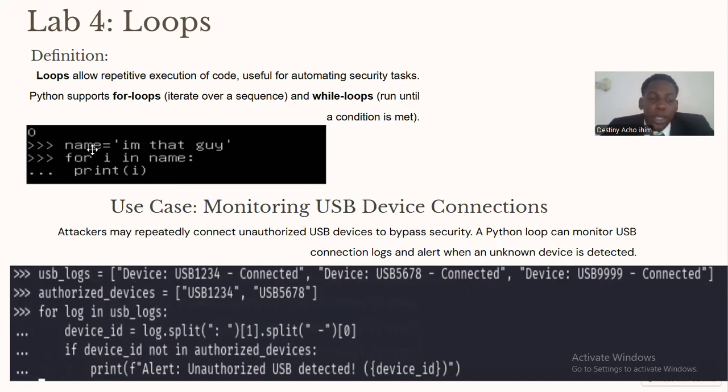In this scenario, name is equal to these characters, obviously a string. So for i in name, using the for loop, we're trying to iterate and loop through all the characters in this string.